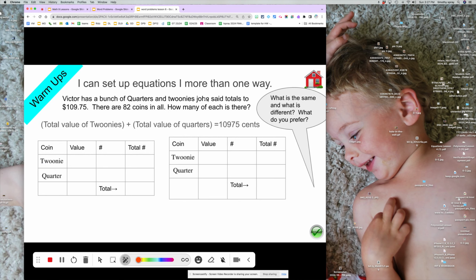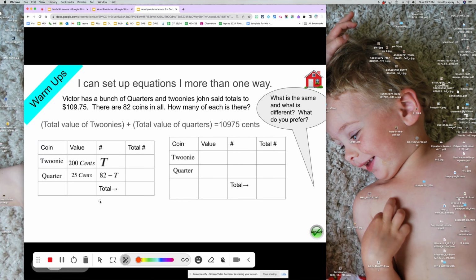Victor has a bunch of quarters and toonies, and the total is 82 coins in total. How many of each are there? Well, you could say that it's 200 cents and 25 cents. This would be T, toonies, and 82 minus T.